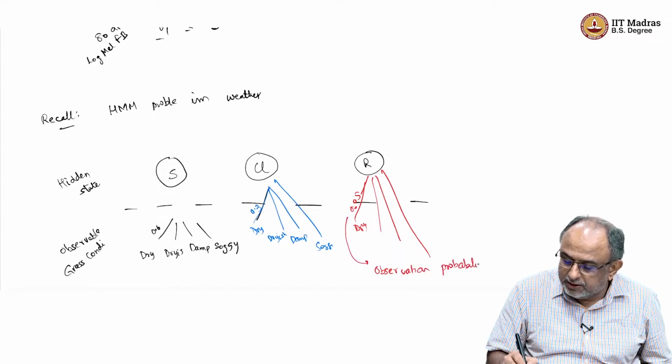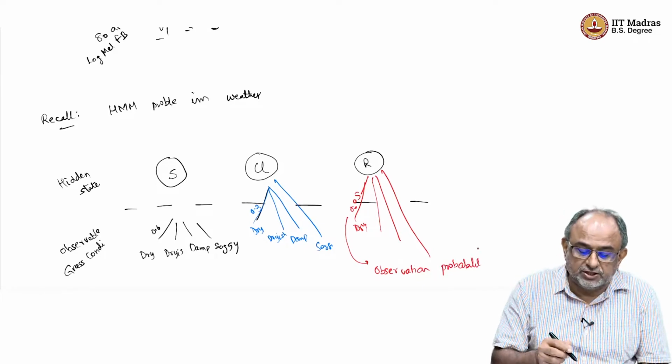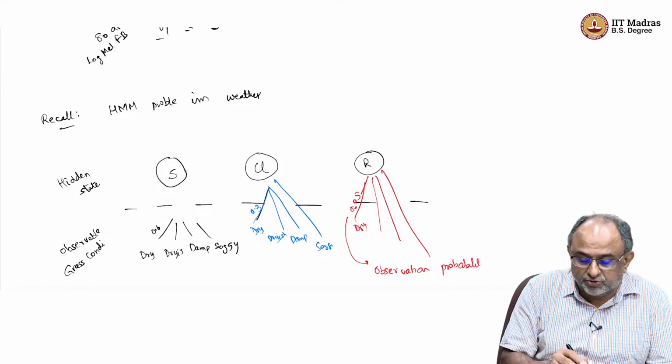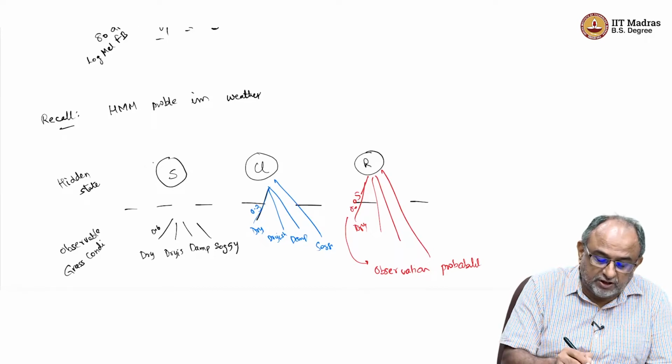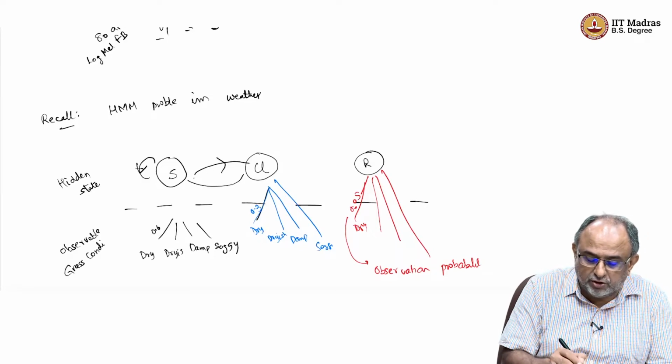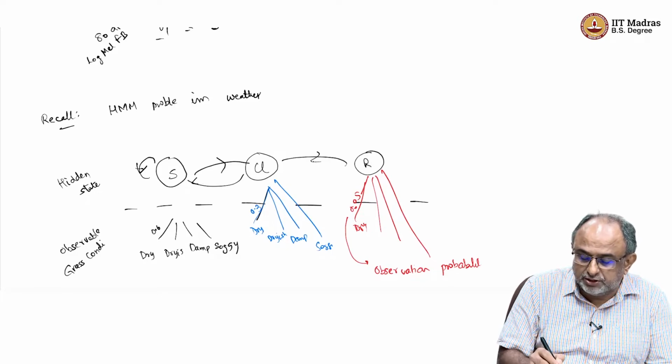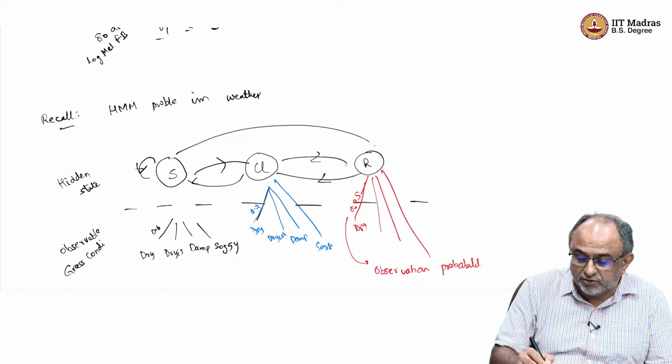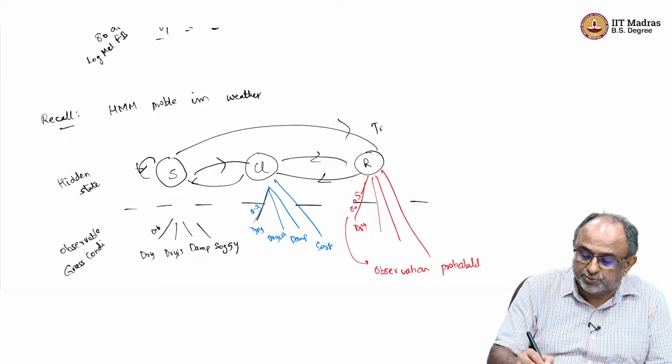I also have the transitions that can happen between them. So a state can go to itself, or it can go to cloudy, and so on. So there are these transition probabilities.